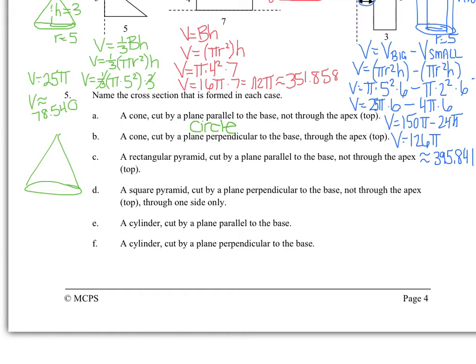Now, a cone cut by a plane perpendicular to the base through the apex. So let's think, if I took a square piece and cut it straight through, what I'd end up getting is the shape made by the intersection, which is going to be a triangle.